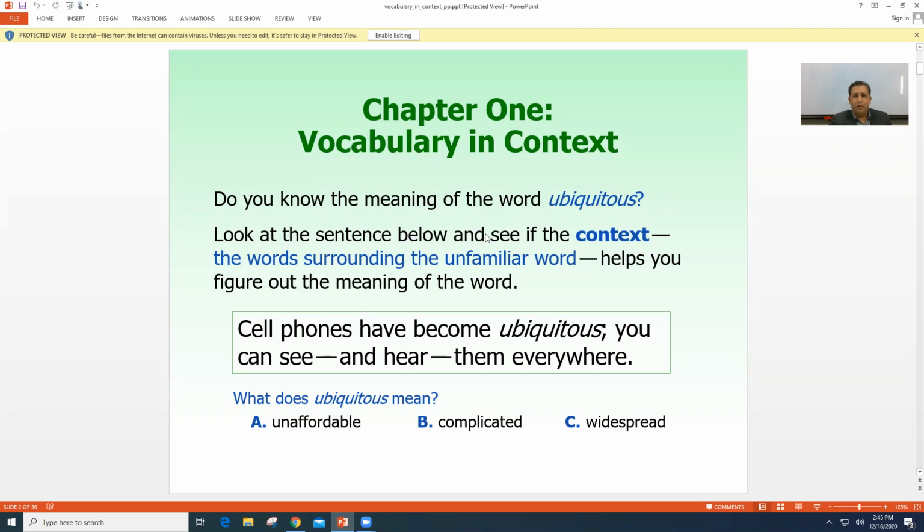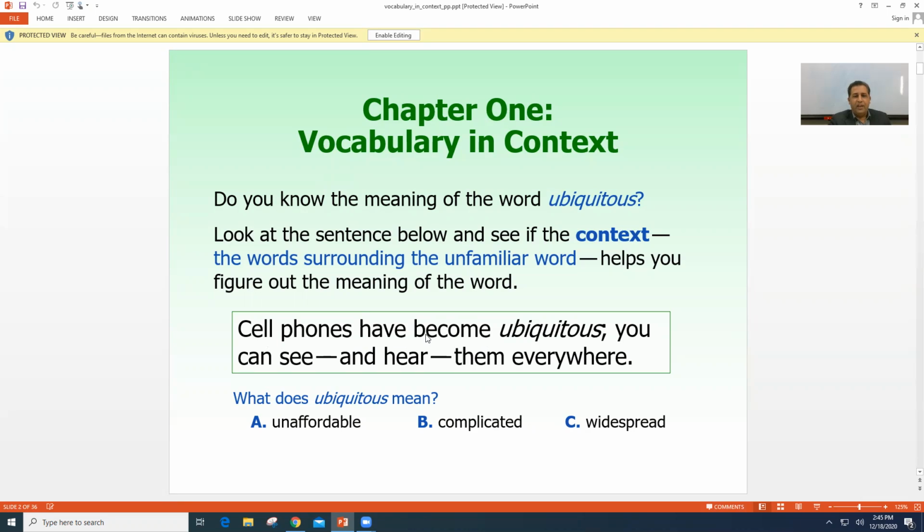But look at the sentence below and see if the context helps. So what is context? Context is actually the words surrounding the unfamiliar word, which helps you figure out the meaning of the word. So you don't know the meaning of ubiquitous, but if the same word is used in a sentence like this: cell phones have become ubiquitous. You can see and hear them everywhere. Now, what does ubiquitous mean? The three answers are: unaffordable, complicated, and widespread. Which one do you think can be the meaning of ubiquitous?